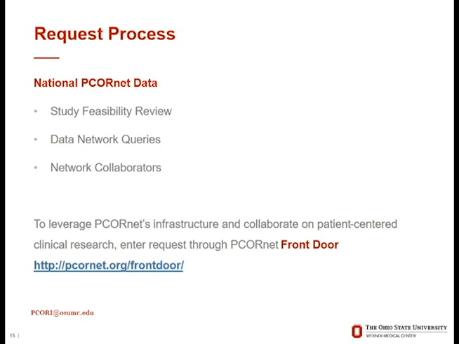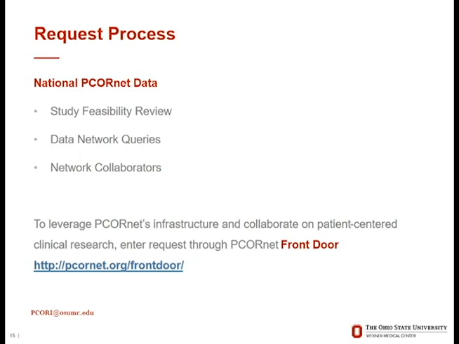As part of PCORI, you are eligible to request data from the National PCORnet website. If you would like to use it for feasibility review, to see what kind of data is available with all the other member sites, you would go to PCORnet.org front door. It is called a front door request. It is a request form, and you can say, I would like to know how many patients are there in your institute who follow this criteria.